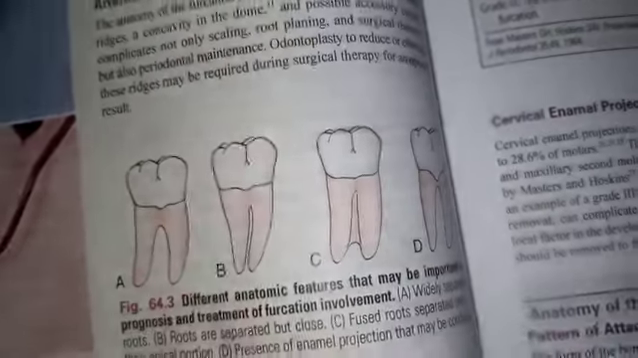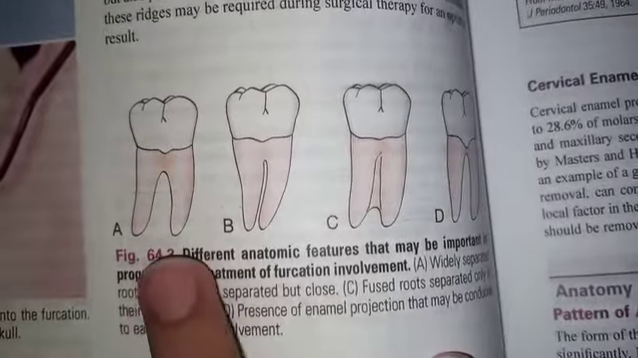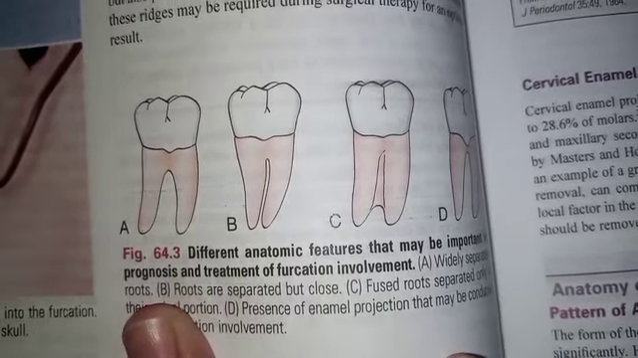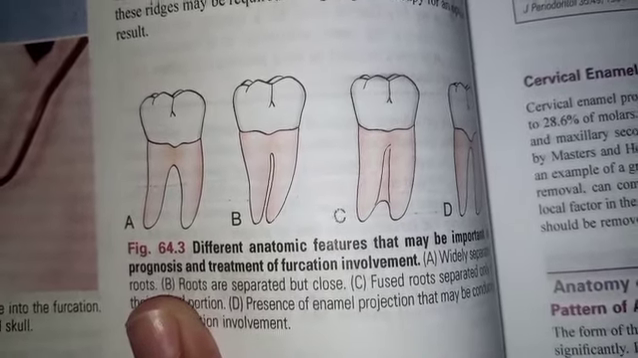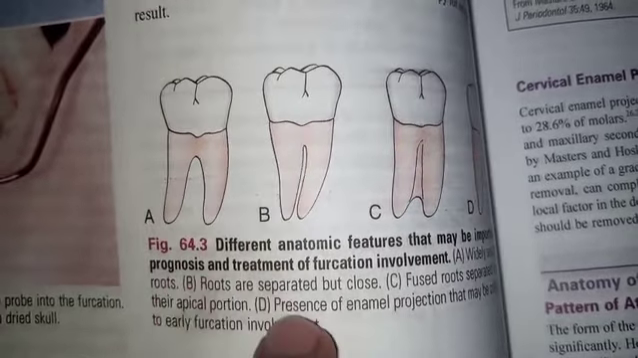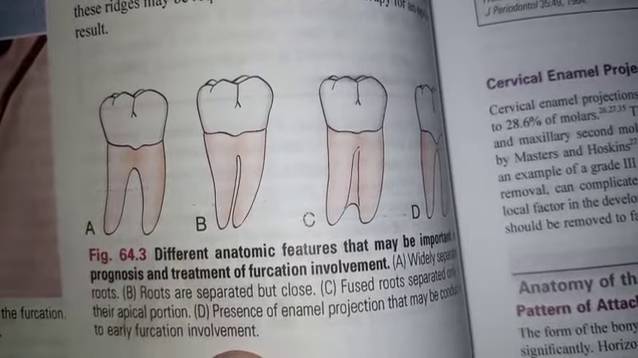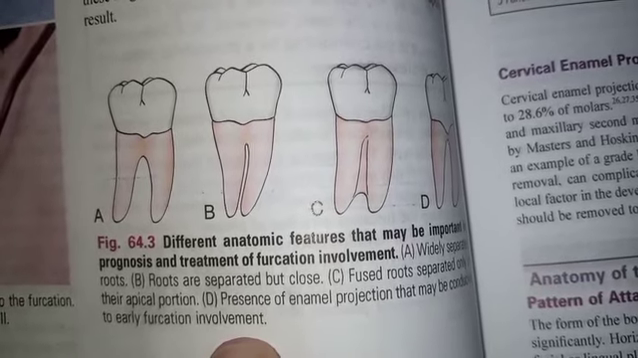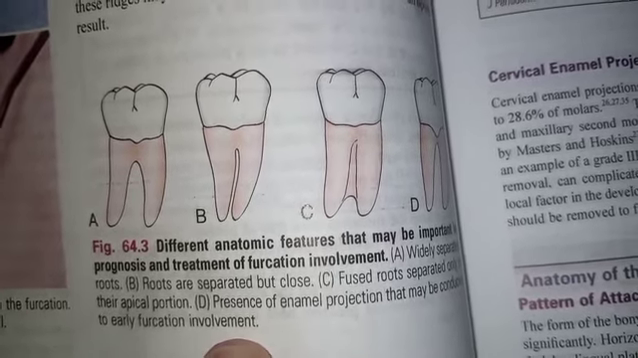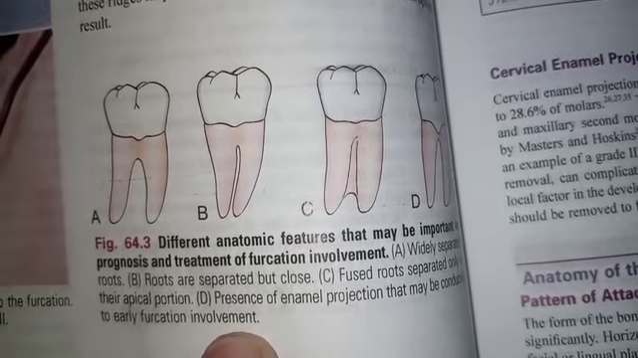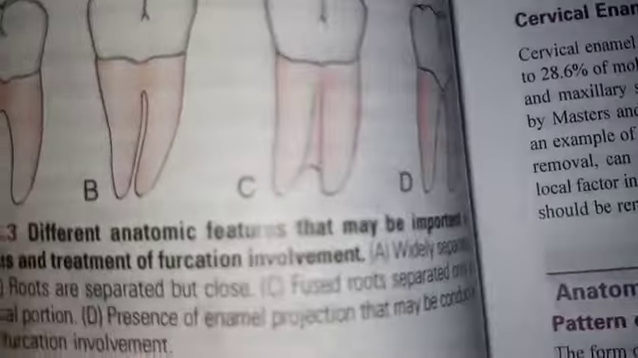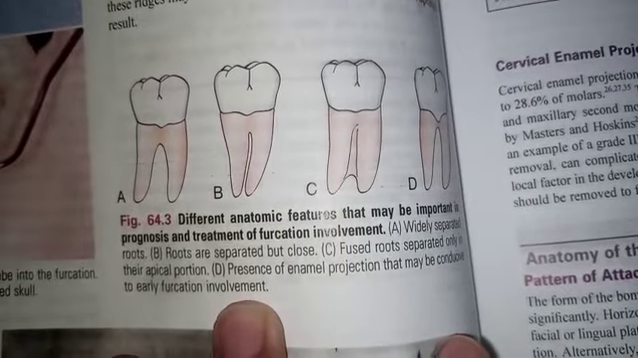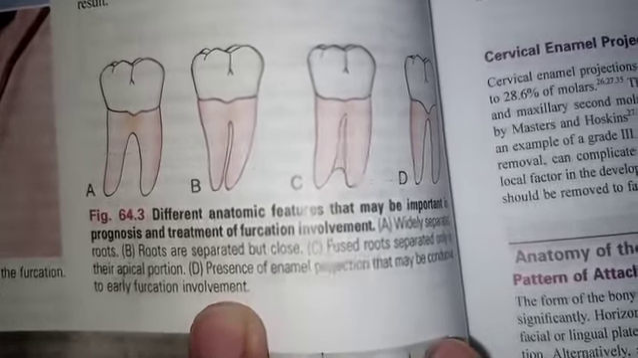Now you can see here in the first diagram the roots are widely separated. In the second diagram the roots are less separated but close. They are actually close, fused roots, but only in the apical portion there has been separation, and the presence of an enamel projection may be conducive to early furcation involvement.